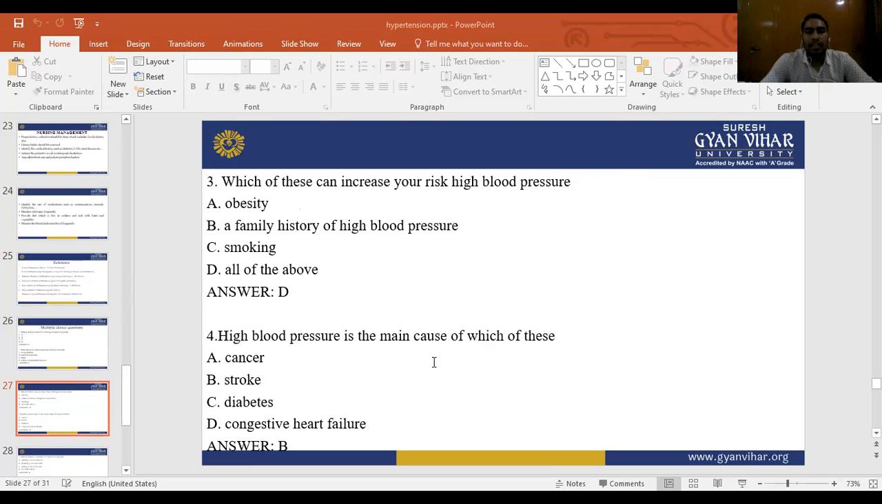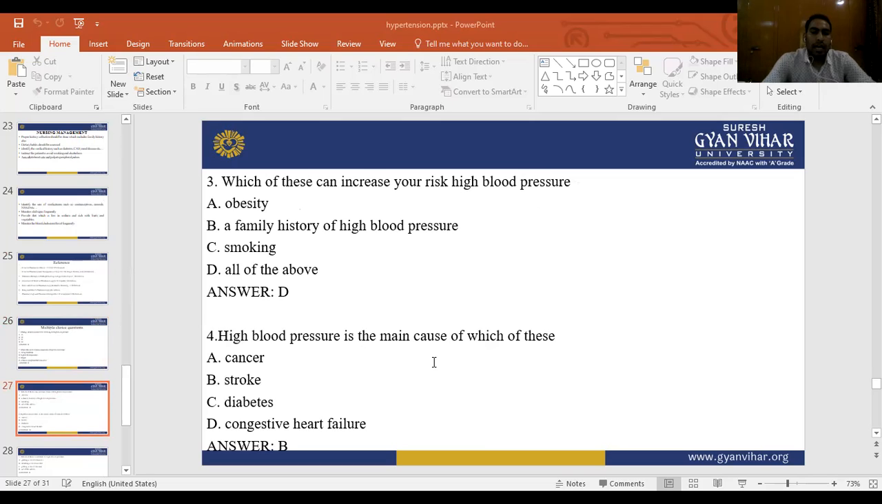Which of these can increase your risk of high blood pressure? Option A is obesity. Option B is a family history of high blood pressure. Option C is smoking. Option D is all of the above. The right answer is all of the above.